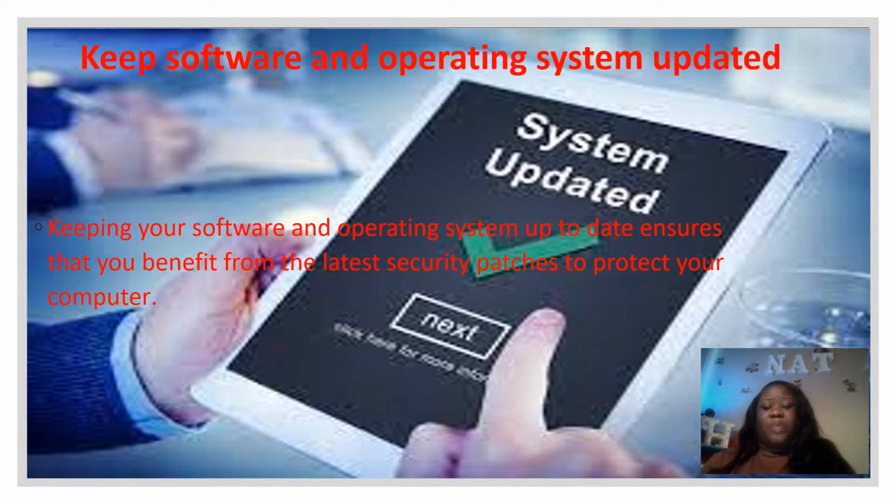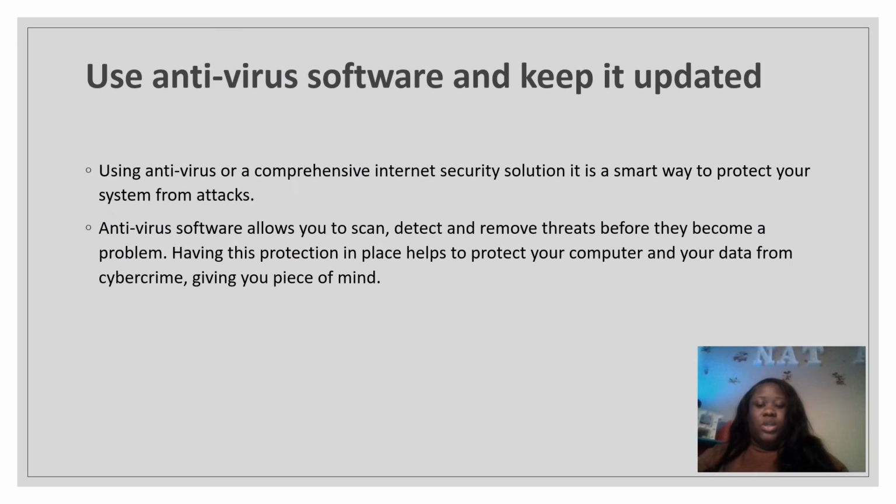Keeping your software and operating system up to date ensures that you benefit from the latest security patches to protect your computer. Using an antivirus or a comprehensive internet security solution like Kaspersky Total Security is a smart way to protect your system from attacks. Antivirus software allows you to scan, detect, and remove threats before they become a problem. Having this protection in place helps to protect your computer and your data from cybercrime, giving you peace of mind. If you use antivirus software, make sure you keep it updated to get the best level of protection.